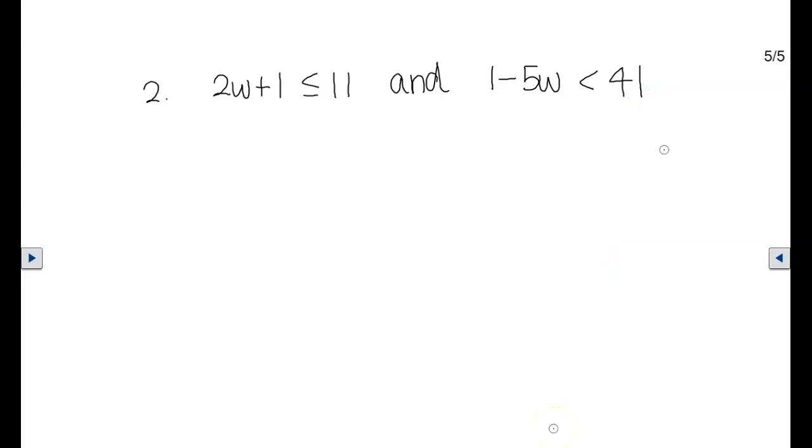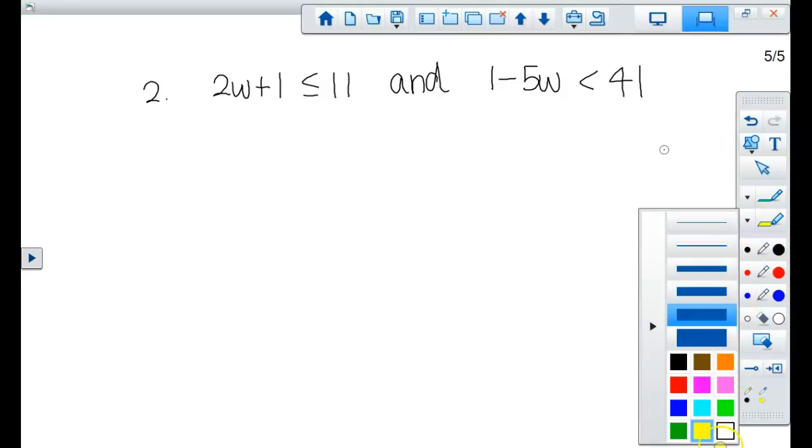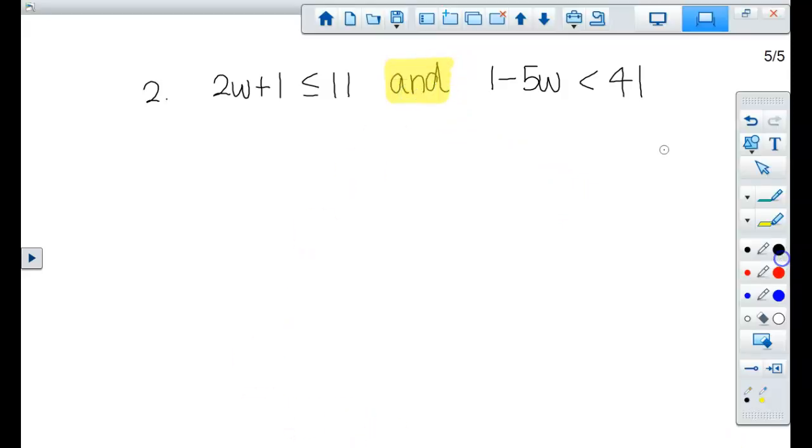So for this example, we have 2w plus 1 is less than or equal to 11, and 1 minus 5w is less than 41. So this is an and statement. An and statement. So let's solve each part.